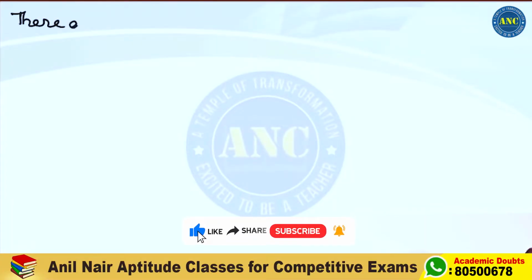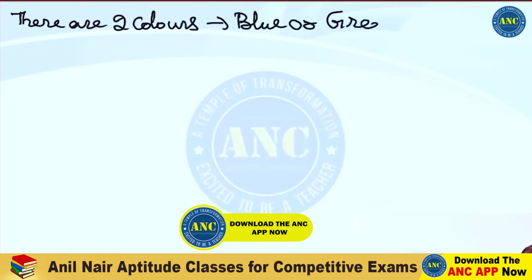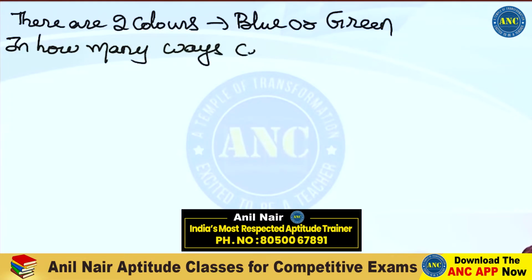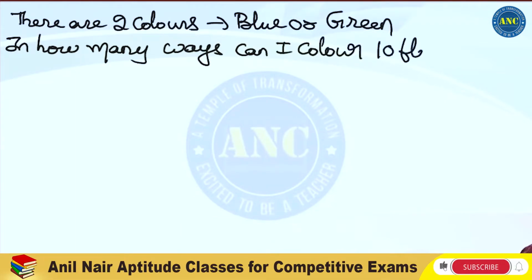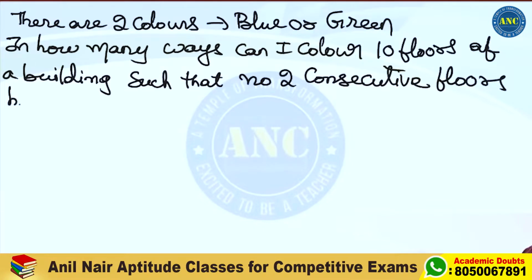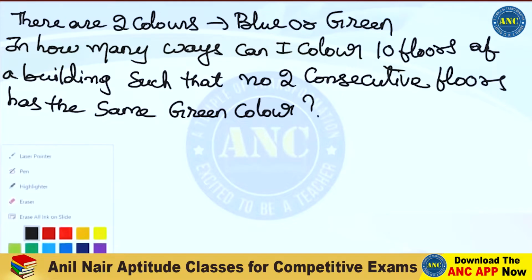There are two colors, blue or green. In how many ways can I color 10 floors of a building such that no two consecutive floors have the same green color? Another beautiful application of a Fibonacci sequence.